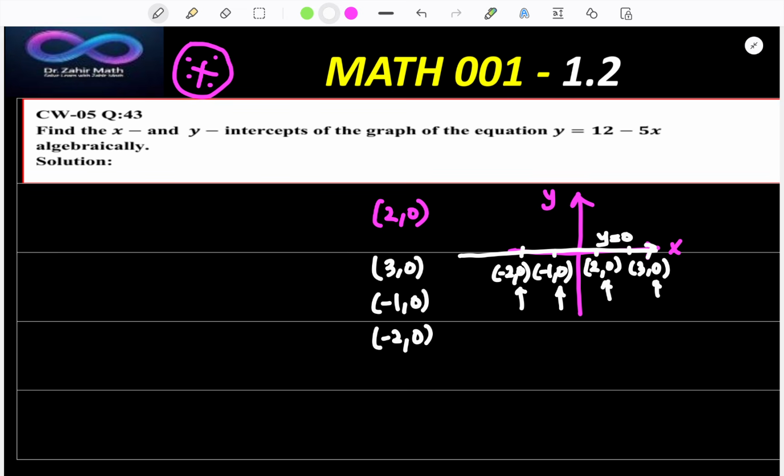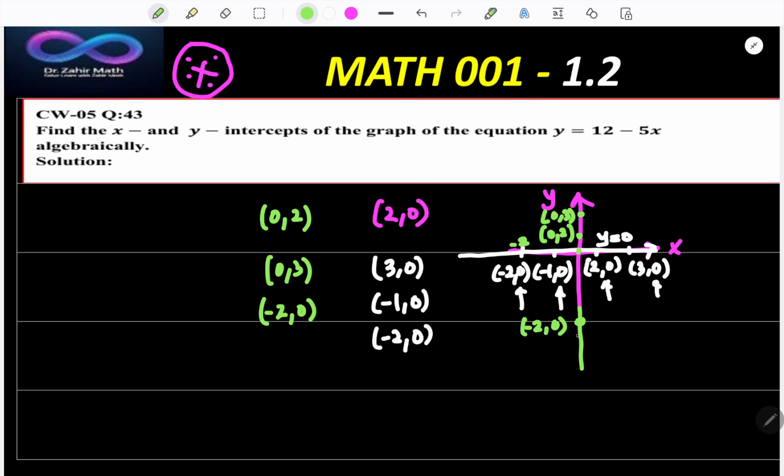Suppose I give another point, (0, 2). Where is (0, 2)? x is 0, y is 2, so this point is (0, 2). Suppose I give (0, 3). Here it is. Suppose I give (-2, 0), this is negative 2 and here is 0. Clear everybody?